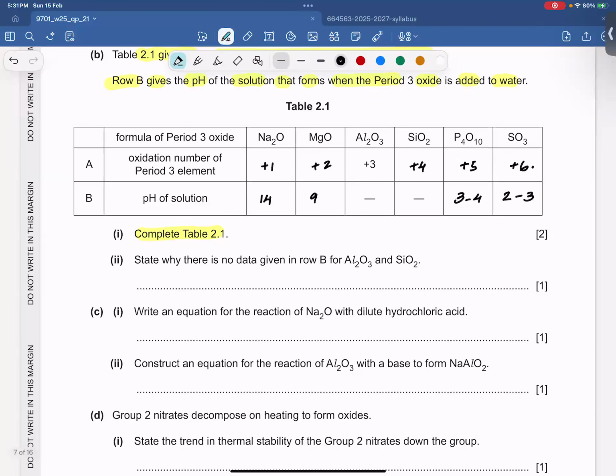State why there is no data given for B for aluminum oxide and silicon dioxide, because both of them are insoluble in water.